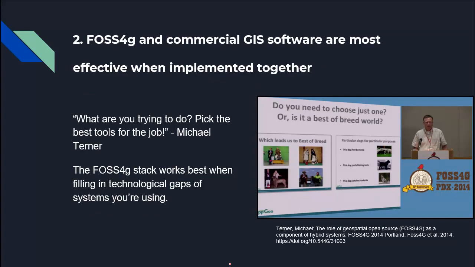This is how I started the class off, by the way. There was a talk by Michael Turner on the role of geospatial open source as a component of hybrid systems. This is in 2014. And he basically posed a question, what are you trying to do? You're trying to pick the best tool for the job. I would suggest you look this talk up, FOSS4G 2014. Take a look at that. Mike does a great job. Hopefully this presentation can kind of augment that to see how these things work together.